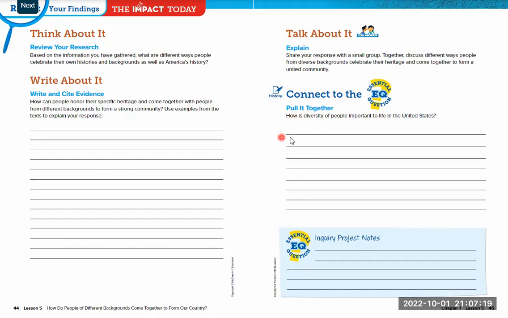Make sure that you're writing at least three sentences, better if 4 or 5, on page 45 down here in your answer. And please make sure that it is written neatly. I will see you in your next lesson.